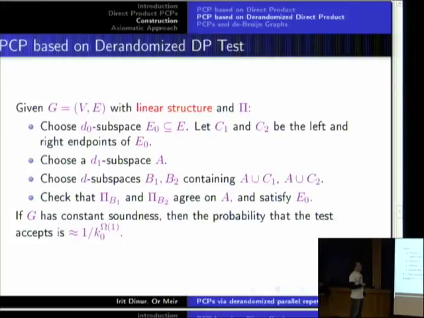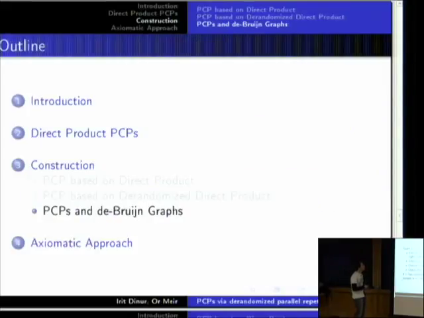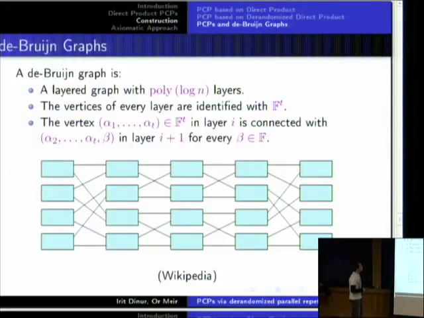Okay, so now let's show how we can embed every constraint graph on one that has linear structure. This is the last part, and indeed the keyword here is the de-Bruijn graph. So what's a de-Bruijn graph? A de-Bruijn graph is a layered graph. In our context, it will have polylog layers. And the vertices of every layer are identified with some linear space F to the t.